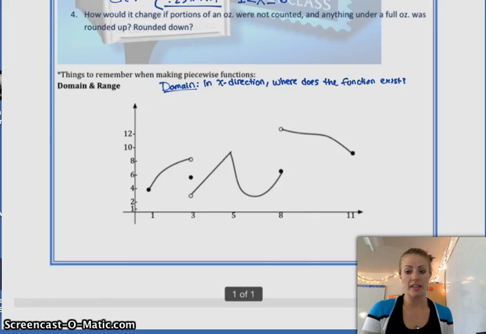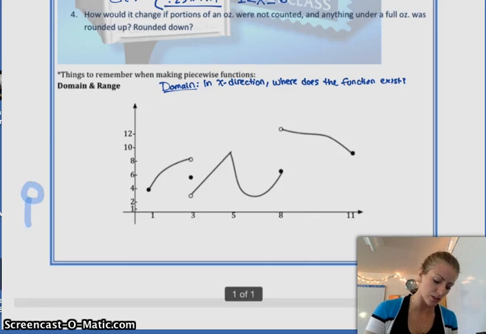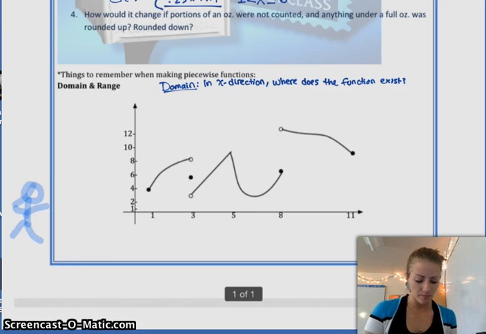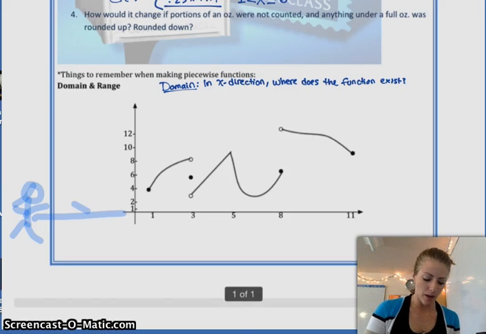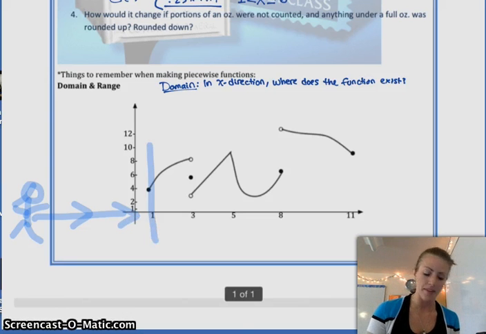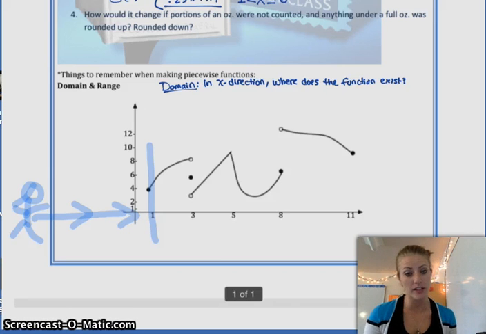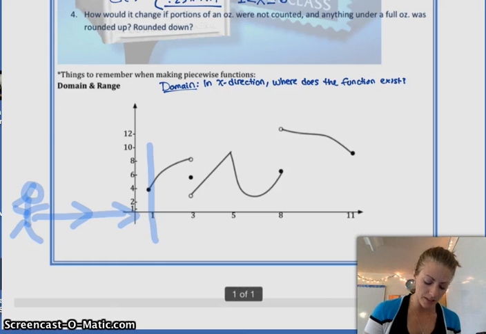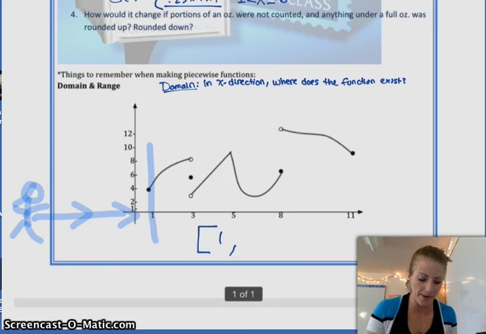So I'm traveling along the x-axis from negative infinity to positive infinity. I'm like this little dude or dudette, I'm a dudette, walking along the x-axis. You want to know, at what point does the function start occurring? It starts happening at 1. 1 is included because there's a closed dot. So your domain to start is going to be from 1 to we don't know where. Keep going and figure out, does it stop anywhere?